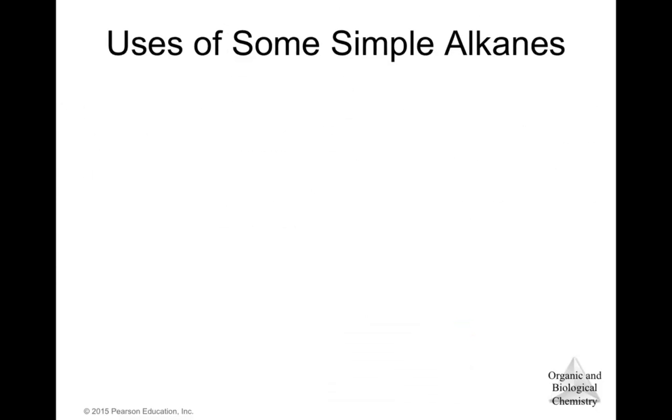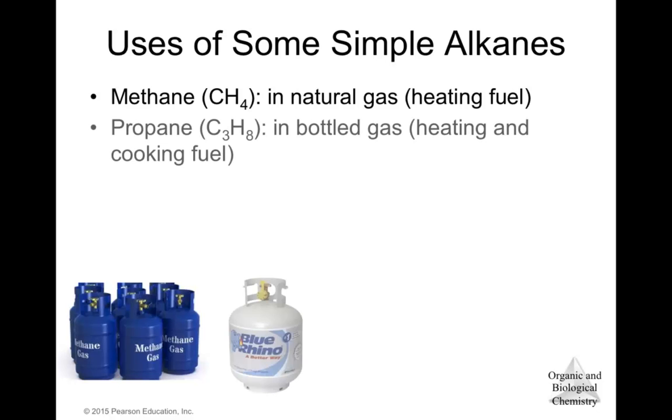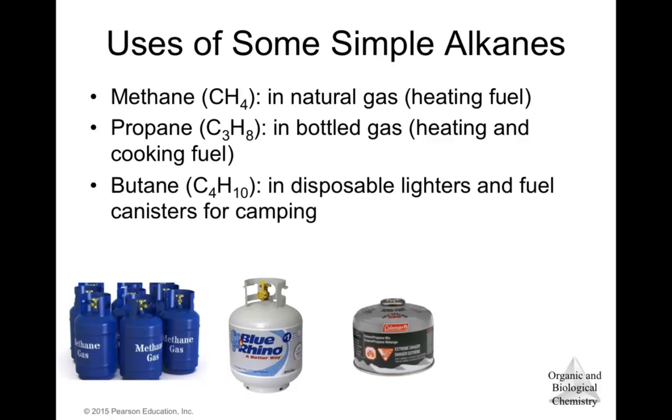Now, uses of some simple alkanes. Methane is a natural gas, usually used as a heating fuel. Another one is propane. Propane is the one that has 3 carbons, and this one is usually used in bottled gas for heating and cooking fuel. We have the hydrocarbon of 4, that is butane. This one is in disposable lighters and fuel canisters for camping.